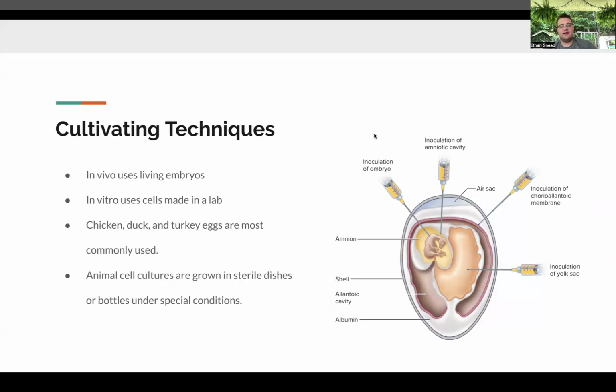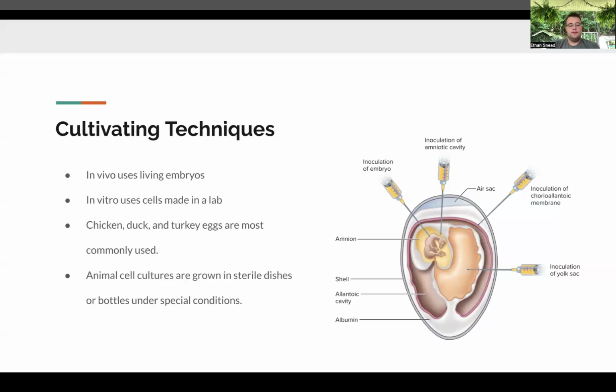Now we're going to talk about different types of cultivating techniques. The cultivating techniques that are in vivo use living embryos, and the cultivating techniques of in vitro use cells or tissues that are cultivated in the labs. The most commonly used species are chicken eggs, duck eggs, and turkey eggs. They usually drill a hole through the shell, which makes a small window where they can inject the virus through the shell and into the embryo.